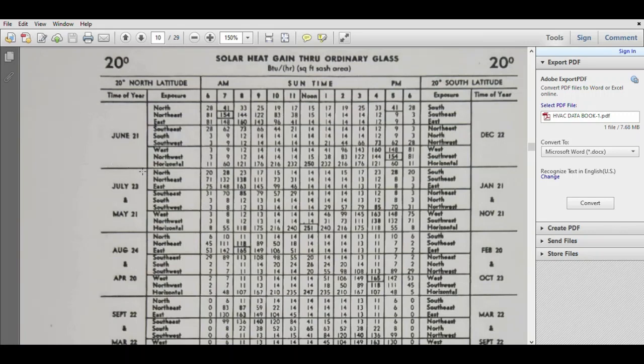Suppose if our window is exposed to sunlight in the east direction, we have to take east. In the east, highest value is 163. We have to take 163. Okay. So north, what is exposed to sun? North highest value is 28. So we will take 28 as the solar heat gain to ordinary glass.